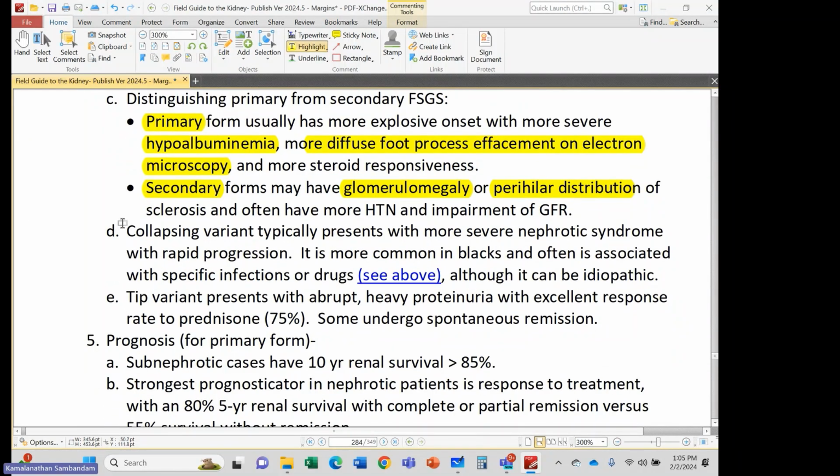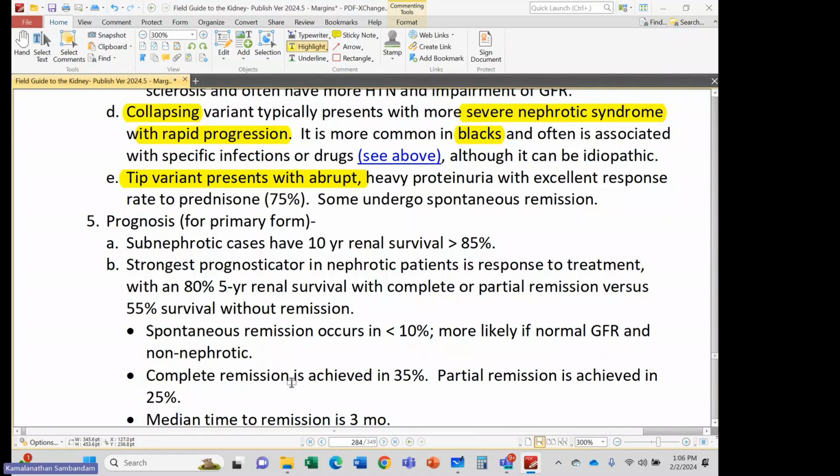All right, collapsing variant typically has more severe proteinuria. They often have more rapid progression. And then certainly we have the genetic and racial predilection, which we've talked about. Tip variant really looks more like a minimal change patient, both in terms of how it presents and its treatment responsiveness. Okay, it's good to have tip variant, although that itself is not reassuring. I've had tip variants who have progressed to ESRD.